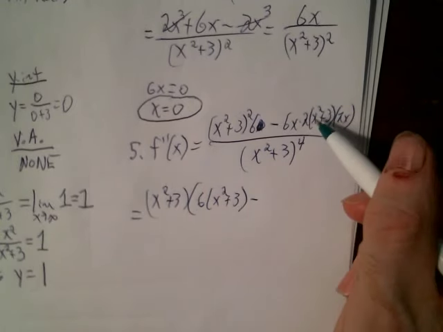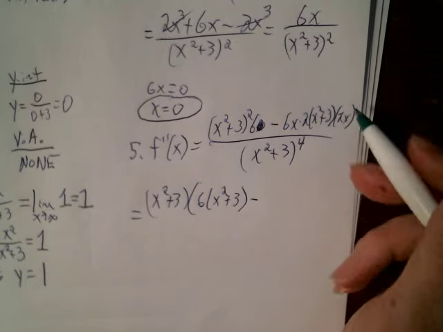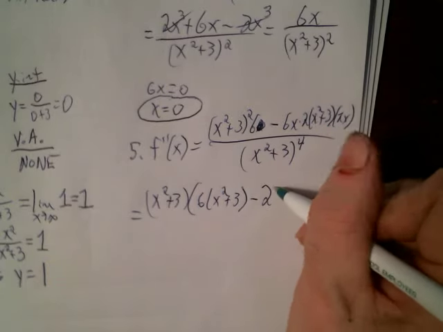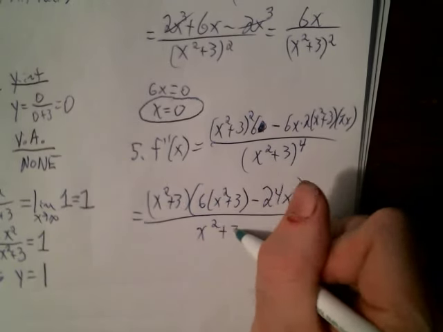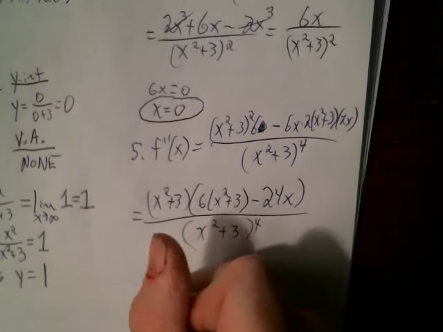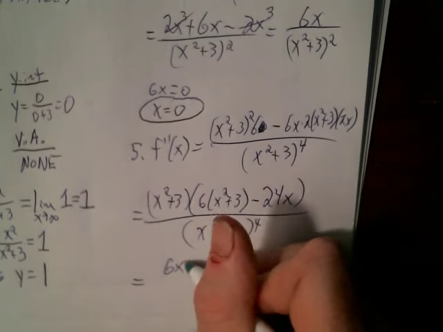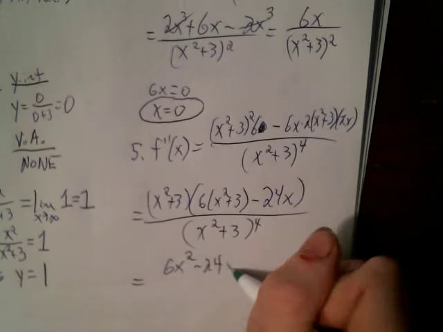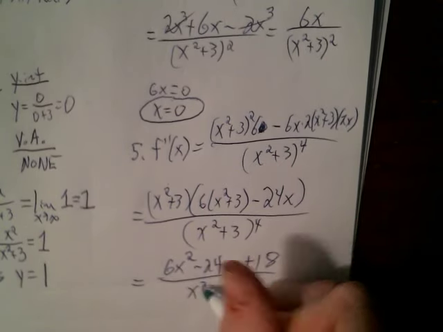We have 6x times 2 times 2x, so 24x's. Be very careful. All over x squared plus 3 to the 4th. Then you can remove one factor of x squared plus 3, and we get 6x squared minus 24x plus 18 all over x squared plus 3 to the 4th.